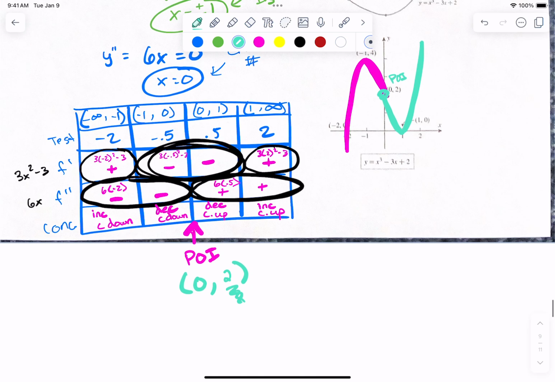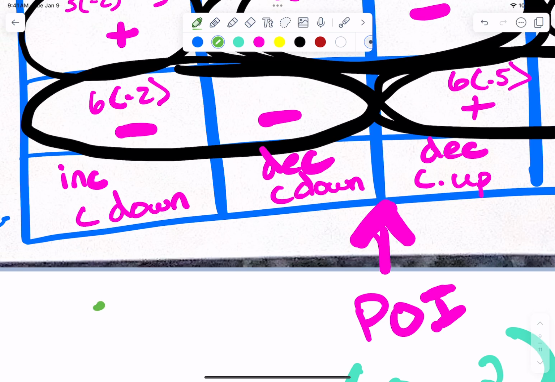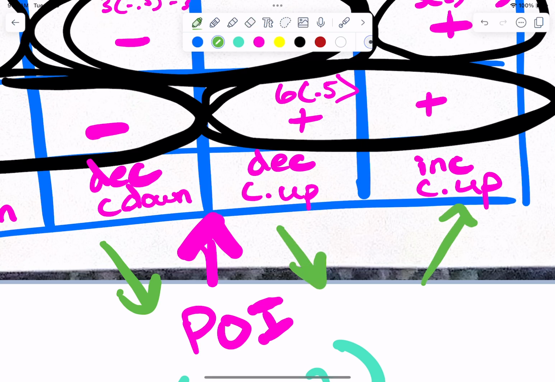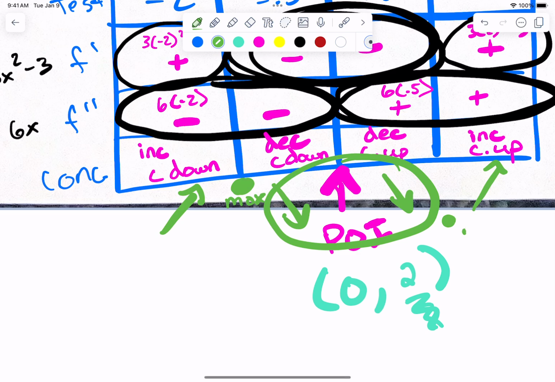Wait, but how do we know? We didn't talk about changing maxes and mins. So I'm going to do this. He is increasing here. He's decreasing here. He's decreasing again, and then he's increasing, right? So if I put a dot right here, he is at a max. Is there going to be a dot right here? He's going down, down. So no. He's going down, then up. So this guy is a min.